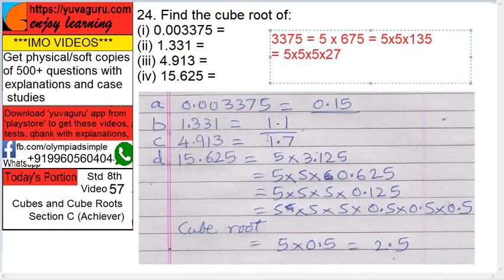4.913, so it is 1.7. Now 4.913, it's a bit difficult, but generally I tell you to learn up to 15. Even if you learn up to 20, that is the best, because some numbers do come like this. So 4.913 is 1.7. You can try it yourself by using the prime factorization.